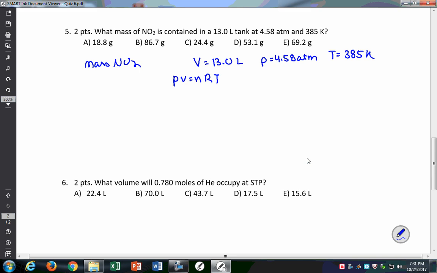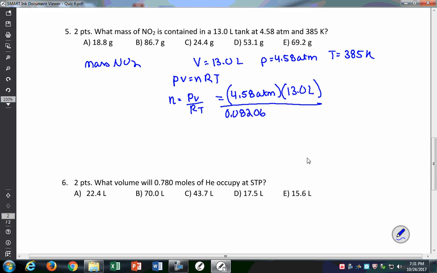So we can calculate our moles. Moles is going to be equal to PV divided by RT. I'm just solving for n. Pressure is in atm. We do not have to do a conversion. Volume is in liters. We do not have to do a conversion. R is always R. And then temperature is 385 Kelvin. Fairly straightforward. So this gives us our moles.